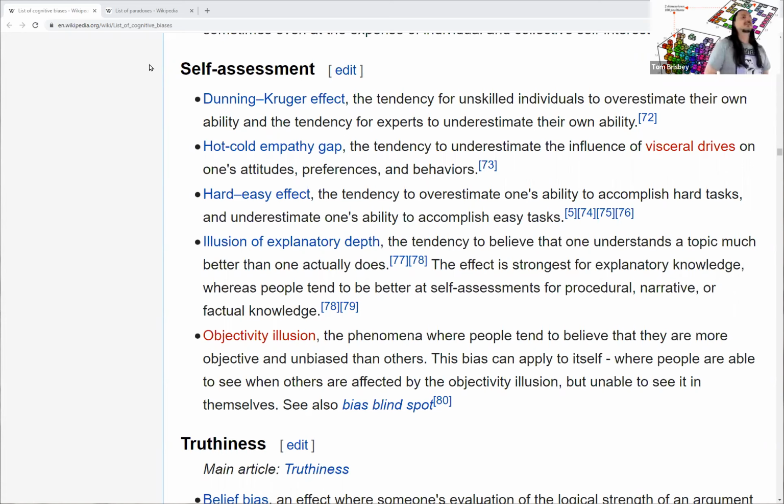The hard-easy effect, the tendency to overestimate one's ability to accomplish hard tasks and underestimate one's ability to accomplish easy tasks. Yeah, if you want to run into the hard-easy effect, try to build a table.